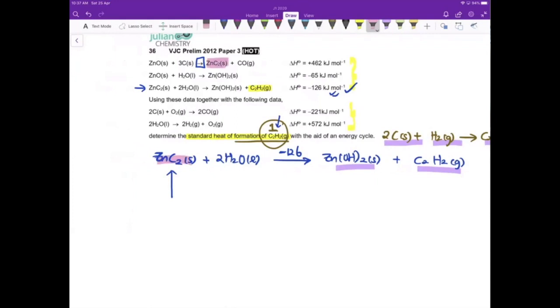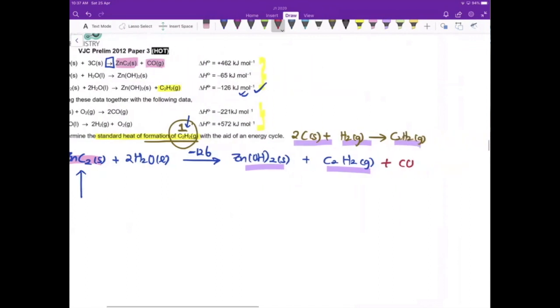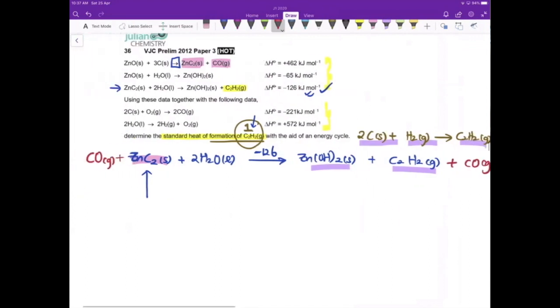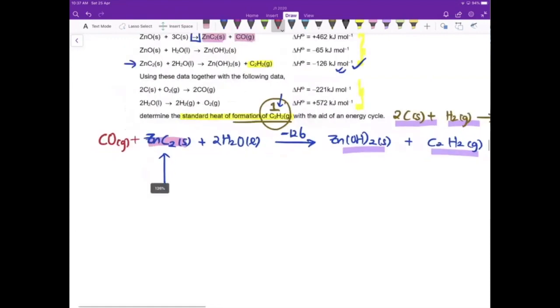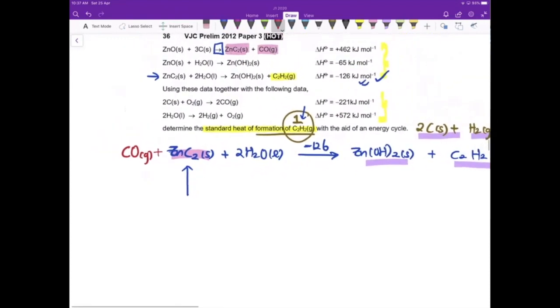However, it's missing this species, your carbon monoxide. So please apply the trick. You add your carbon monoxide in, but not only to the left hand side, you must also add to the right hand side, so that the horizontal equation is still represented by -126 kilojoules per mole. Now, if you zoom into the equation, we already have the products. Now we just need to put in the reactant. So zinc oxide solid plus 3 carbon solid.